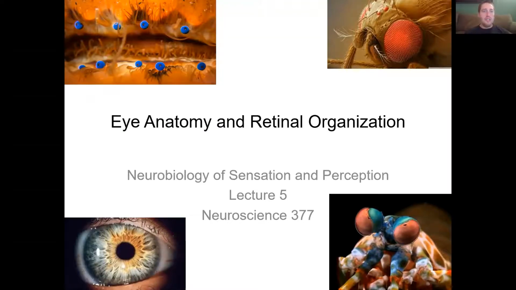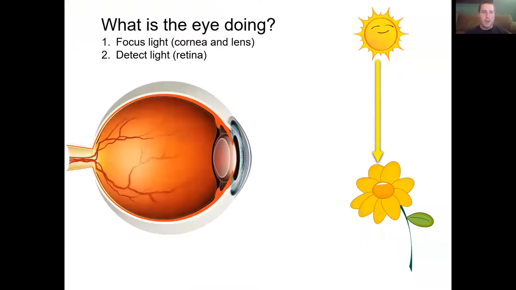Okay, so this is the first vision lecture, and in this lecture I'm going to be talking about the gross anatomy of the eye and the organization of the retina. When thinking about what the eye is doing, I divided its jobs into two broad groups. The first is to focus light, and the second is to detect light. Focusing light primarily uses the cornea and the lens, and detecting the light uses the retina.